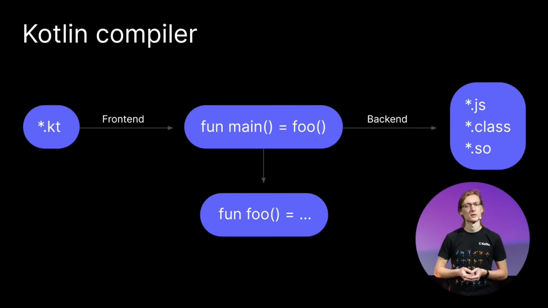The Kotlin compiler consists of 2 parts, the frontend and the backends. The frontend takes the source code, analyzes it, finds the exact functions, property, or class to be called in each case, and calculates the types of all the variables, expressions, and so on. Then the backends generate executables for different target platforms.